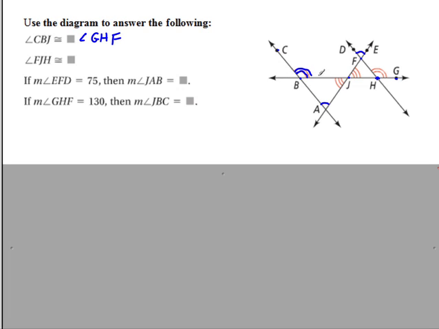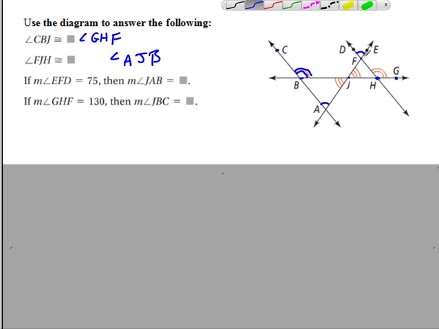How about FJH? Where's FJH? So I go from F to J to H. That's the three-donger here. We've got three of them. And it's going to match up right across the way here. So you can say BJA or AJB. Let's go. What is that? Angle AJB. Fantastic.